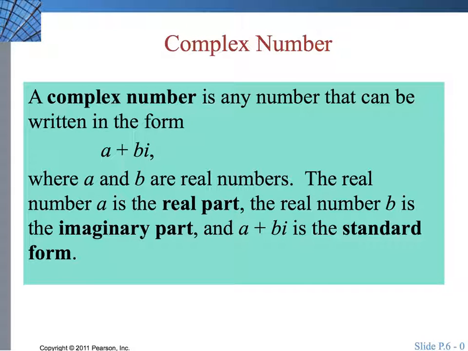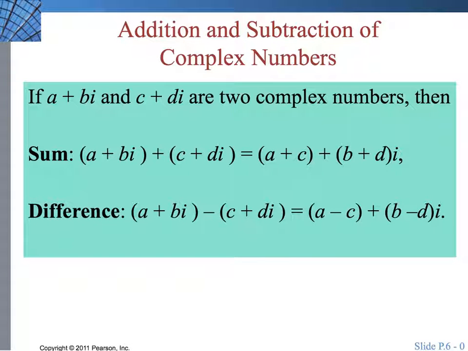This is what a complex number looks like. It has a real part and an imaginary part. The real part is considered a, the part without an i, and the imaginary part is considered b, the part that is multiplied by the i. So a complex number in standard form looks like a plus bi. With those complex numbers, you can add them together by adding the real parts and adding the imaginary parts. Same thing with subtraction. So the difference of complex numbers, you subtract the real parts and you subtract the imaginary parts.